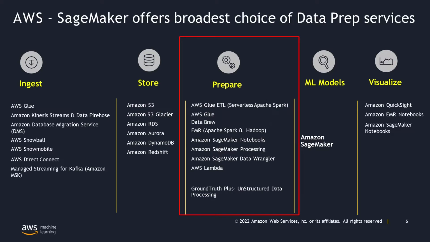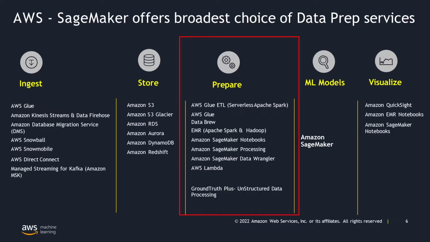So AWS SageMaker offers the broadest choice of data prep services, which you can take advantage of. So if you are coming from an analytics world and you have gotten used to the Glue ecosystem, you can pretty much integrate SageMaker with the Glue ecosystem to catalog and transform data using Glue DataBrew or Glue Notebook.